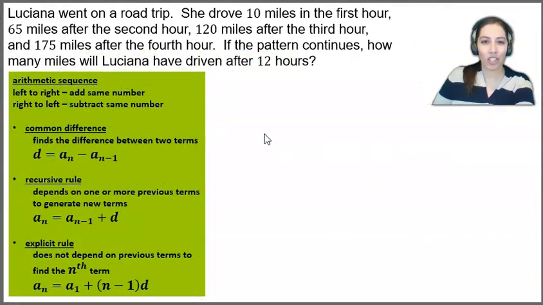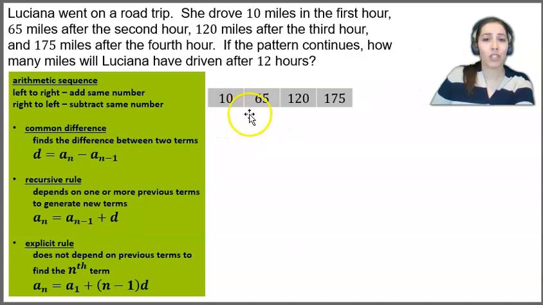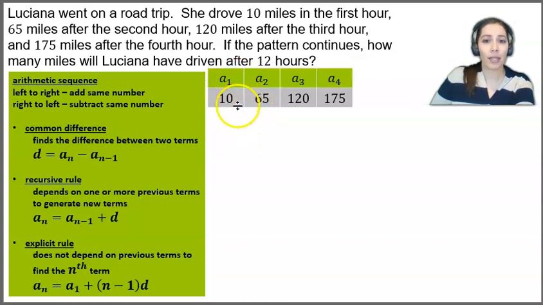Now that we have Chloe's cheat sheet notes, let's go ahead and figure out how far Luciana drove after 12 hours. So first off, I noticed that they gave us the miles that she went after every hour. So after the first hour, 10 miles. After the second, she went 65 miles. After the third, she went 120 miles. And after the fourth, she went 175 miles.